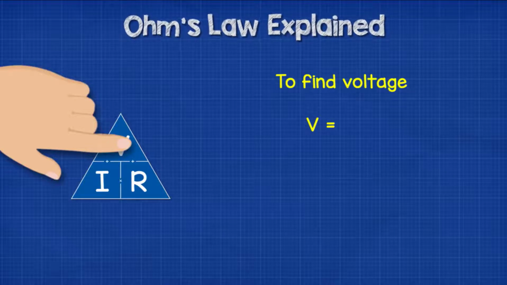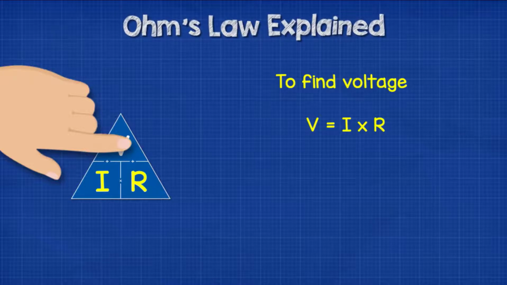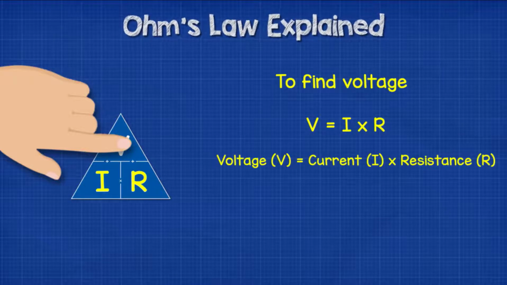V in the triangle. That leaves us with I and R, so we write I multiplied by R, which means voltage equals current multiplied by resistance. You can write a little multiplication symbol in the triangle between the two letters if it helps you.